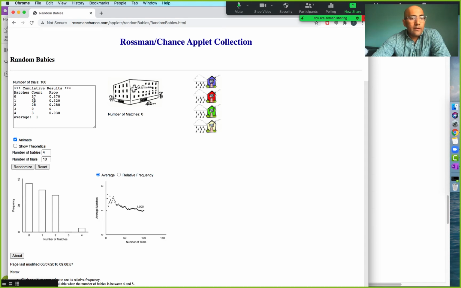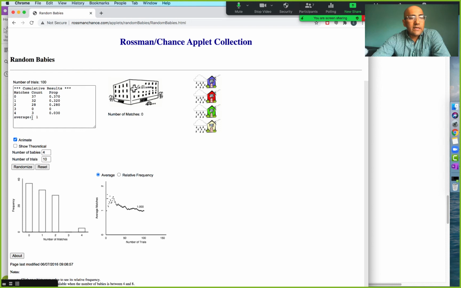So at the moment, after 100 trials, I'm thinking 37 out of 100 times we got cases where 0 babies went to their correct houses. So I'm thinking it's 37%. 32 out of 100 times we got exactly 1 baby go to their correct house. And 28 out of 100 times we got exactly 2 babies go to the correct house. Still, we see that 0 times do we have exactly 3. And only 3 out of 100 times were cases where all the babies went to their correct houses.